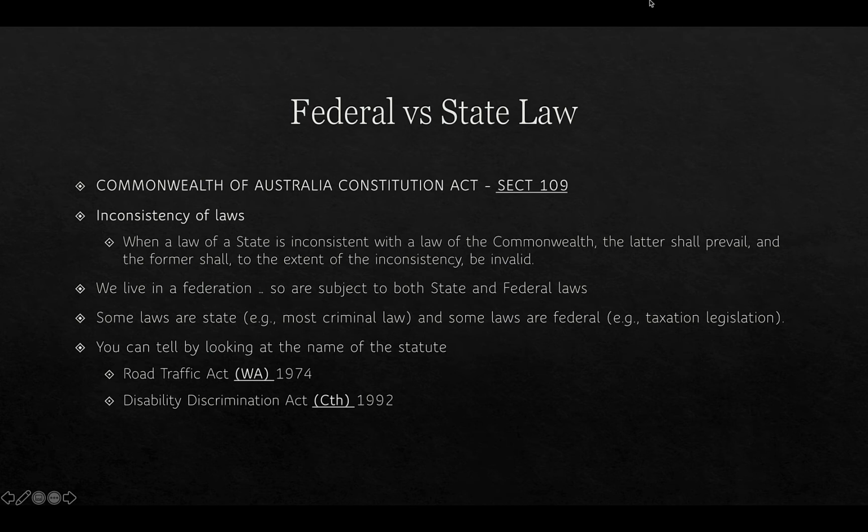So, as I said, we live in a federation, so we are subject to both state and federal laws. Some laws are state, most criminal law, for example, and some laws are federal, taxation legislation, for example. You can tell by the name of the statute. So, the Road Traffic Act of WA, 1974, has WA in it. The Disability Discrimination Act of the Commonwealth in 1992 is a federal law.